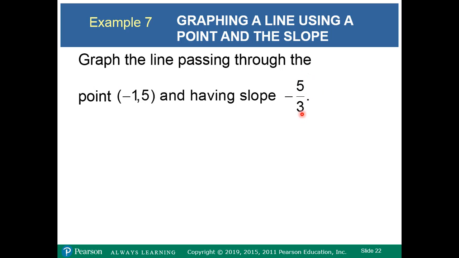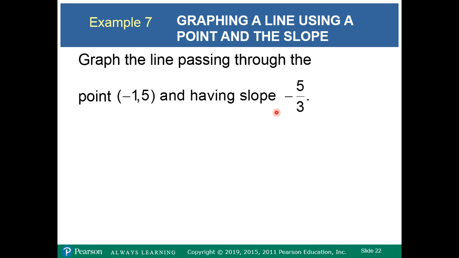Remember, this is rise over run. And normally we put the negative sign with the top one when we do this. So we're going to go -5 units in the y direction, which means what? Down. And then we're going to go 3 units in the x direction, which is +3 units, which means we're going to go to the right. So if we go 5 units down and 3 units to the right, we're going to get to the next point.